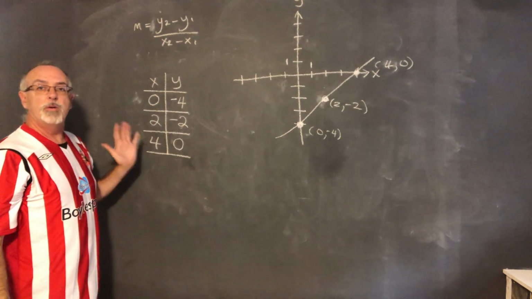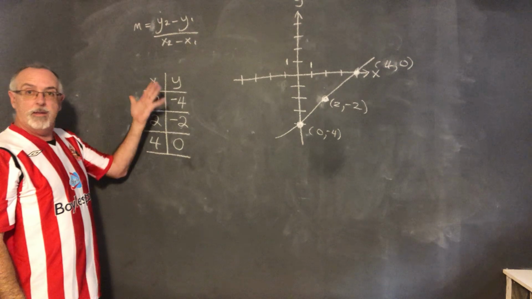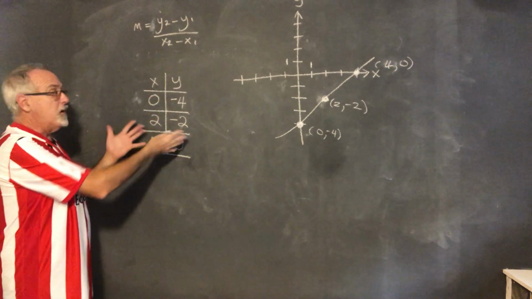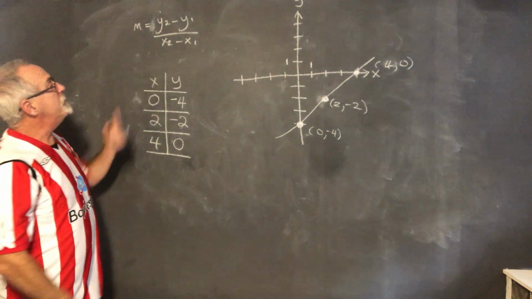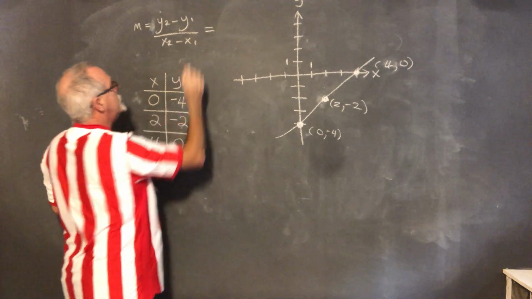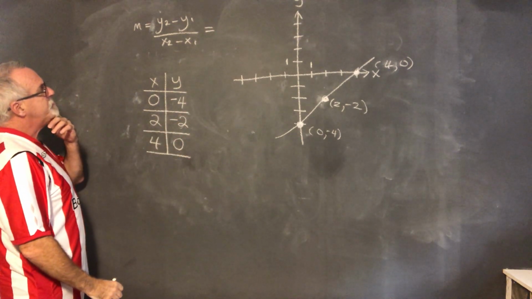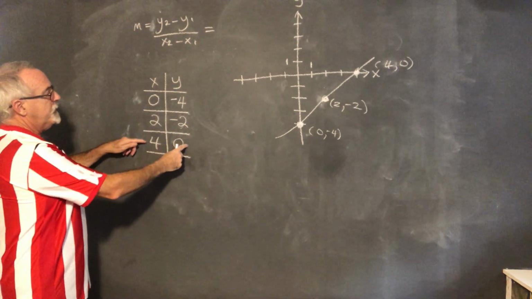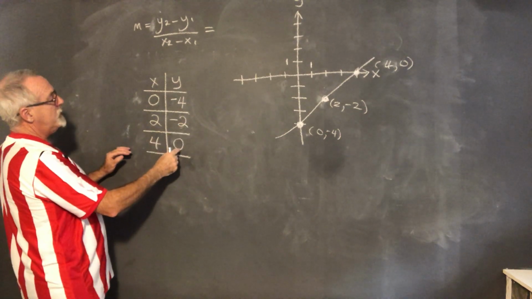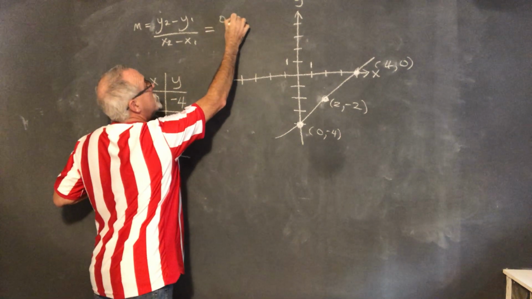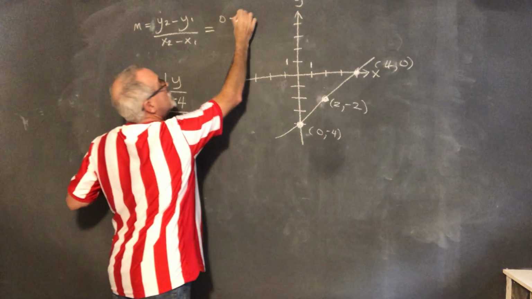I can pick any 2 points that I know that are on the line. But I know 3 points that are on the line. I have a table of values. So I can fill this in. Let's say I use the third point and the second point. y2 is 0 minus y1 is -2.